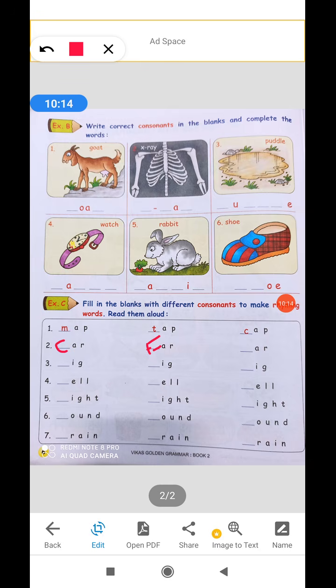Then we have to make the third one. War. Okay, car, far, war. W-A-R, again W is a consonant letter. What is the third one?